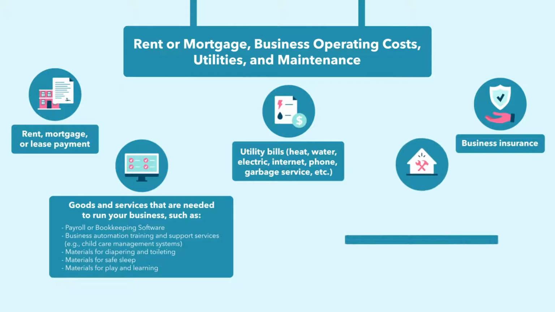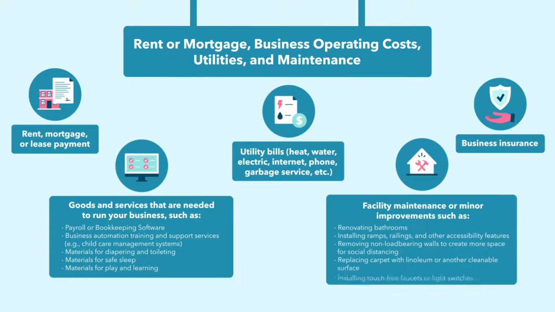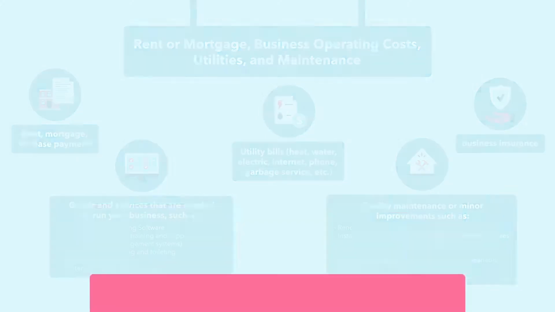facility maintenance or minor improvements such as renovating bathrooms, installing ramps, railings, and other accessibility features, removing non-load-bearing walls to create more space for social distancing, replacing carpet with linoleum or other cleanable surfaces, installing touch-free faucets or light switches.